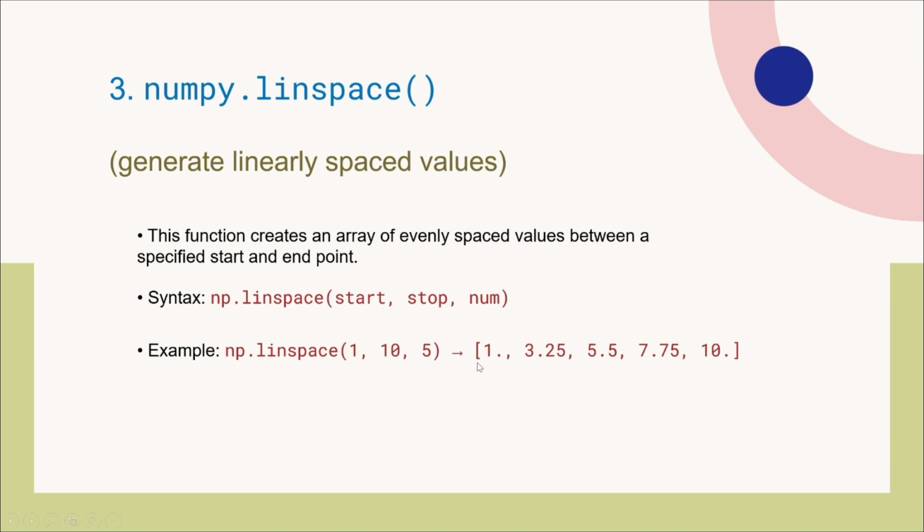So in this case, the value is just getting started from 1 and the value is ending at 10, and here we would like to mention 5 values. That's how the linspace function works.